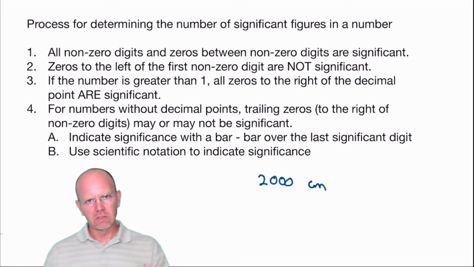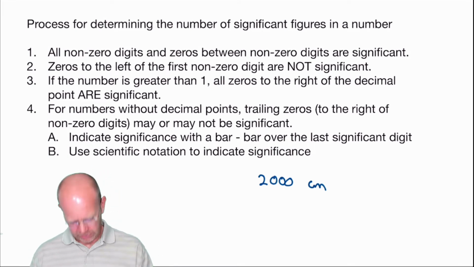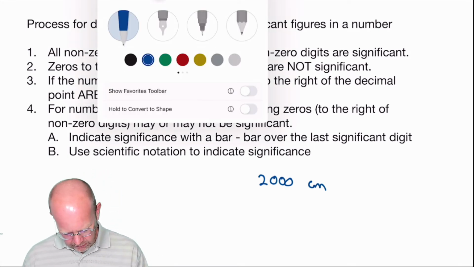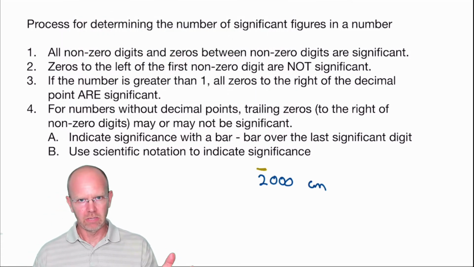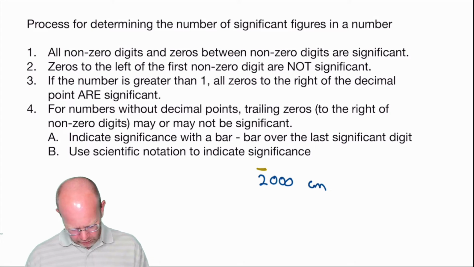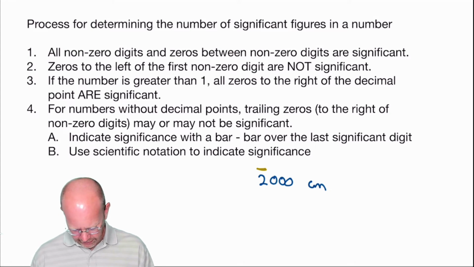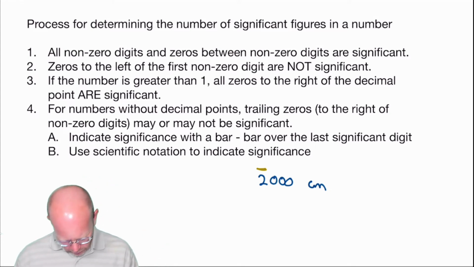There are two different ways we could indicate that that's the level of precision of that measurement. One way is we could put a bar over that guess digit. It's 2 meters plus or minus. It's a really rough estimate. So putting the bar over that number indicates the last significant digit, that guess digit. We could also indicate that same number using scientific notation.